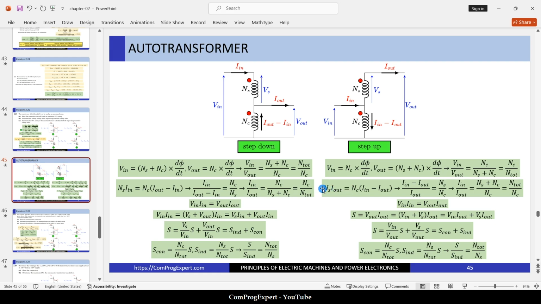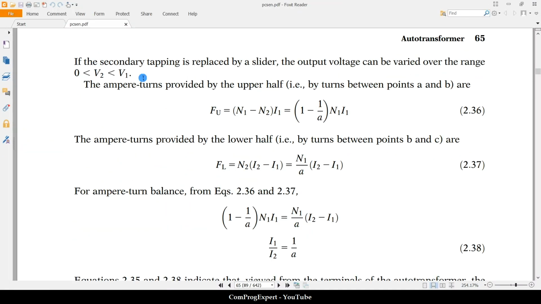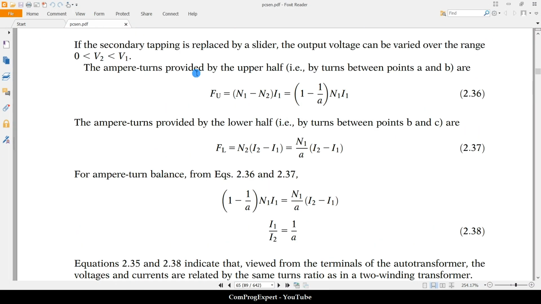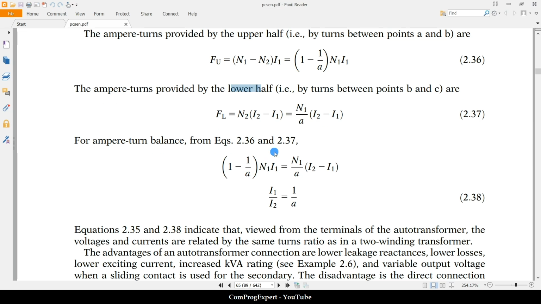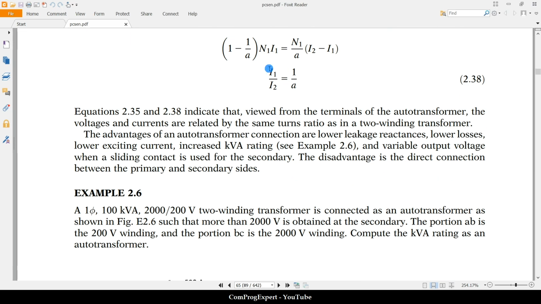We have a similar equation for the step up auto transformer. This explanation is here. This is the magnetomotive force generated by the upper half. For the lower half, we have this balance, and finally, we can write this equation.